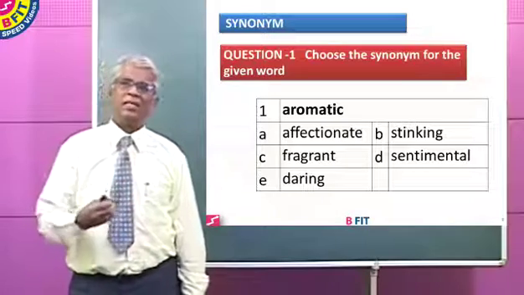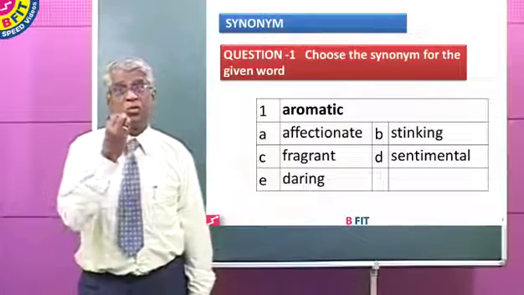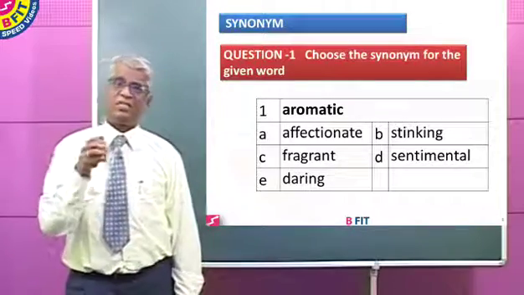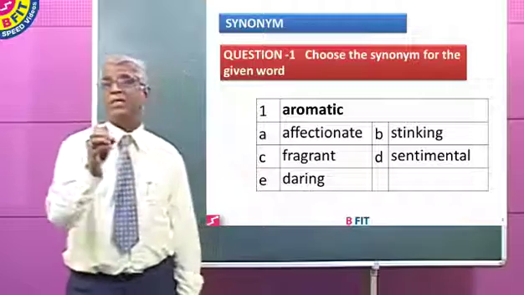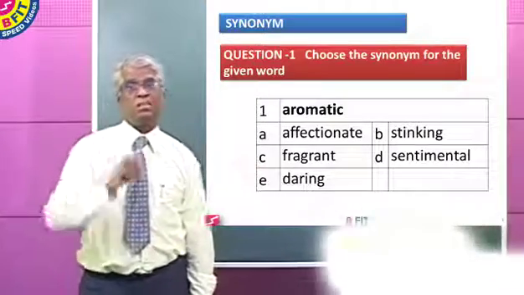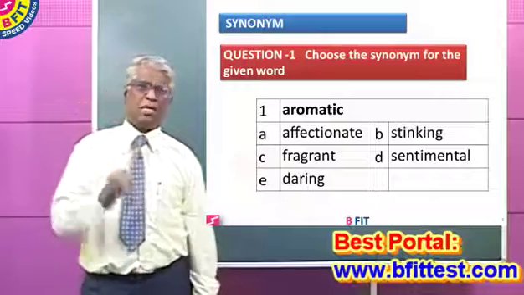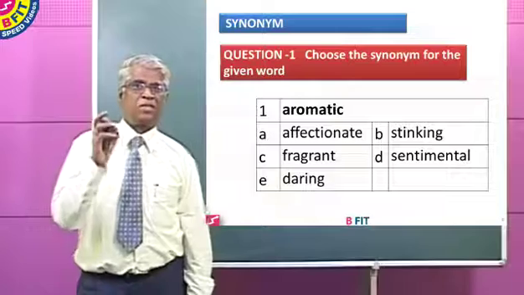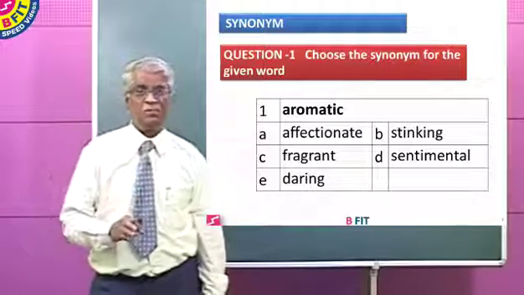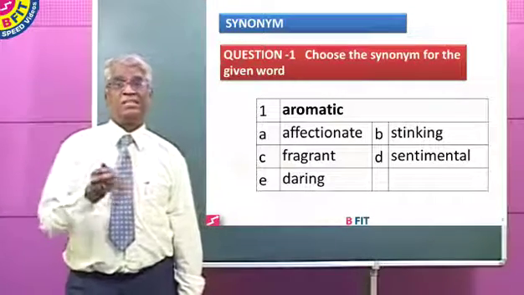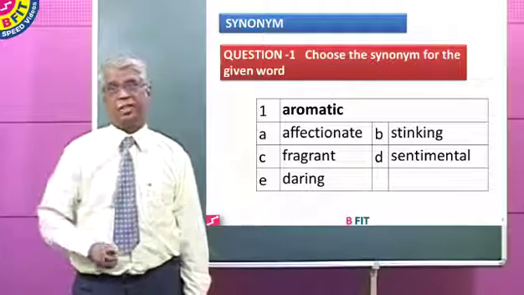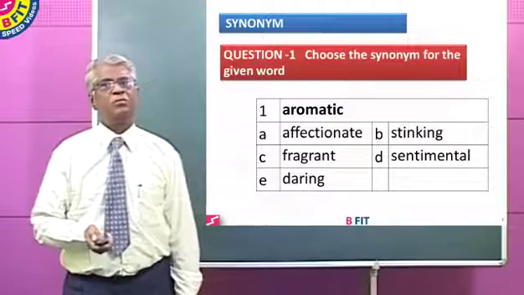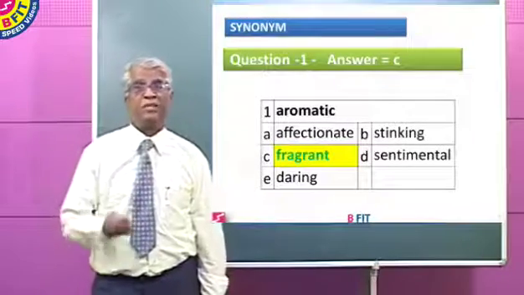Aromatic is something which is associated with a good smell. Here one of the options is stinking, which is associated with a bad smell. The word is positive, but this option is negative. It has something to do with the smell, a good smell. Therefore option A, affectionate, is irrelevant. Option B, stinking, is wrong. Option C, fragrant, is also associated with a good smell, so that should be the correct option. The correct synonym of the word aromatic, therefore, is fragrant.